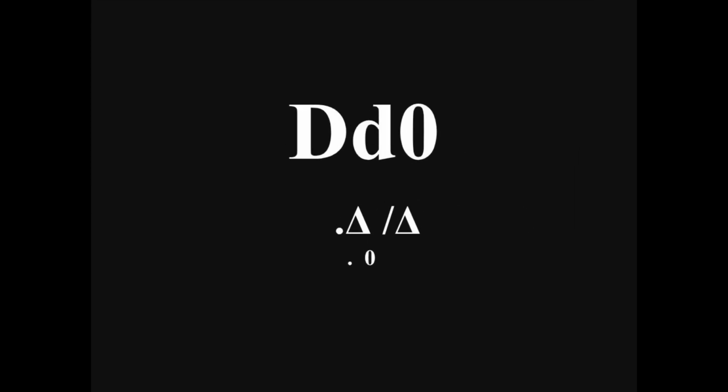The fifth vector group is Dd0. Capital D represents a delta connection on the high voltage side. Lowercase d, delta on the low voltage side as well. The number 0 means the clock position is 12 o'clock. 0 phase shift between the high voltage and low voltage. Delta on both sides, and no phase difference between them.